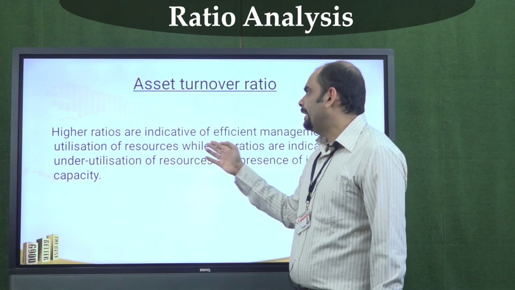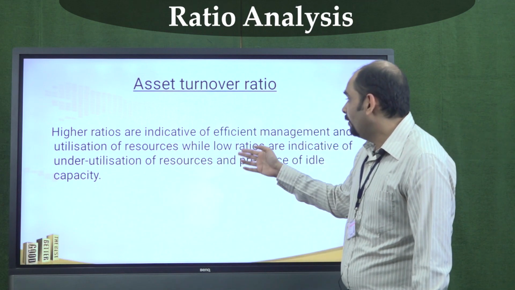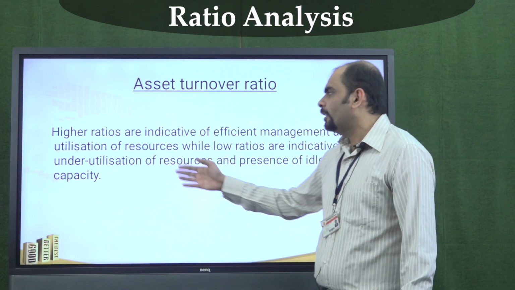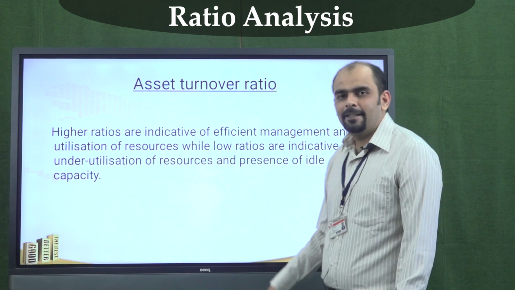So higher ratios are indicative of efficient management and utilization of resources, while low ratios are indicative of underutilization of resources and there is a presence of idle capacity.